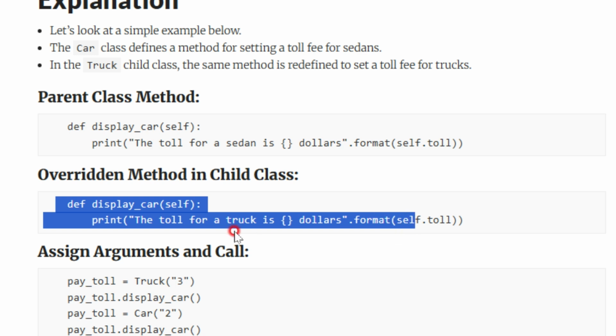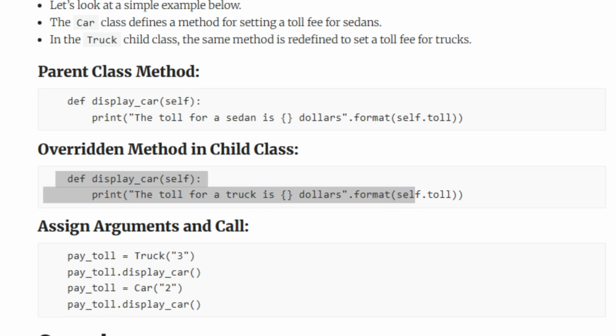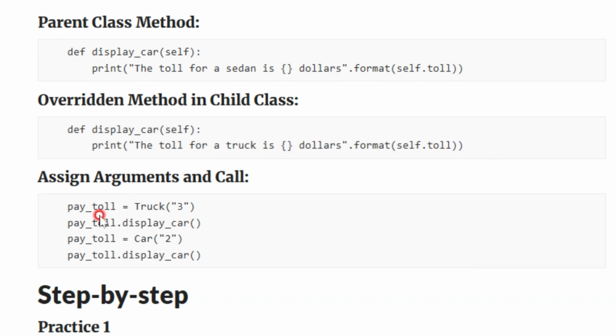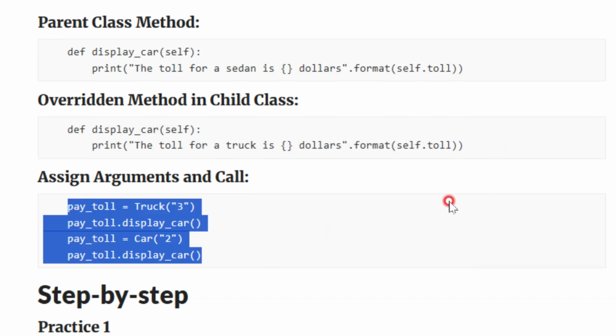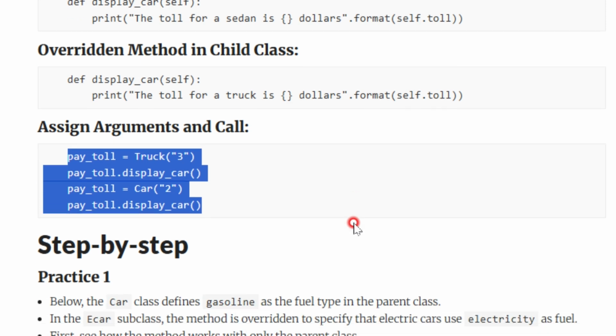Now let's create an instance of the truck class and set the toll fee to $3. When we call the displayCar method, it prints, "The toll for a truck is $3." Then, we create an instance of the car class and set the toll fee to $2. When we call the displayCar method, it prints, "The toll for a sedan is $2." This confirms that method overriding is working. The truck class successfully changes the behavior of the method inherited from the car class.